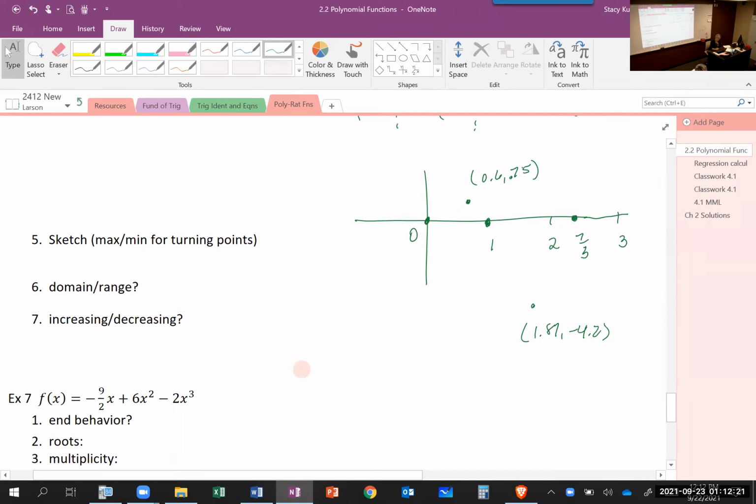And now I'm going to sketch it. Crossing through the x-intercepts, crossing through the turning points, end behavior. That's what I'm looking for on a test. Okay, so we're still going to let the calculator help us out here, but I want us to walk through the process of it, okay?